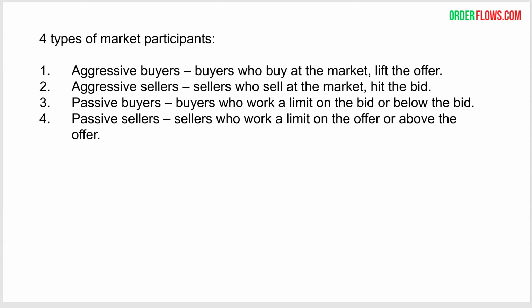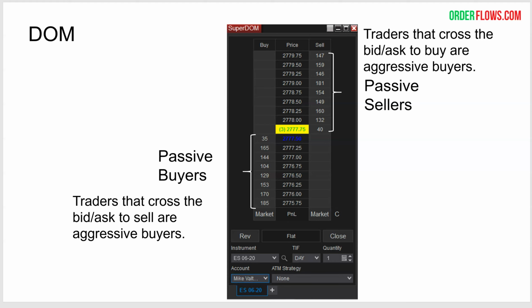So, most of us are familiar with a DOM, okay? And if you're looking at the DOM, you're seeing the bids and the offers above and below where the market's currently trading. Those are passive traders, people that are working offers on the upside, people that are working bids on the downside. Okay, those traders are happy to wait for the market to come to them. They're trading, but they're passive in their activity, right?